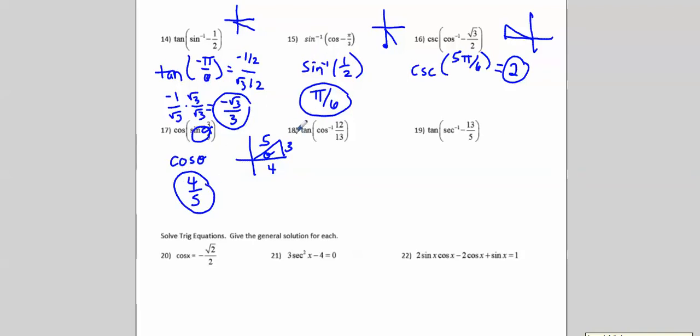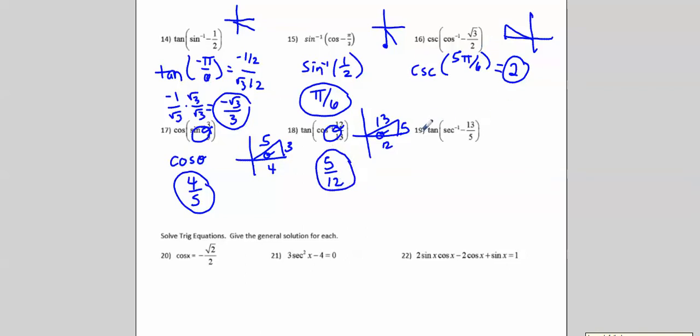Okay, in problem 18, I need to figure out what angle has a cosine of 12 over 13. So 12 would be the adjacent, and 13 would be the hypotenuse. And here's your theta. So you can do Pythagorean theorem to find the missing side, or you can know that this is a 5, 12, 13 triangle. So now all of this represents theta, and we need to find the tangent of theta. Well, the tangent is the opposite over the adjacent, so your final answer is 5/12.